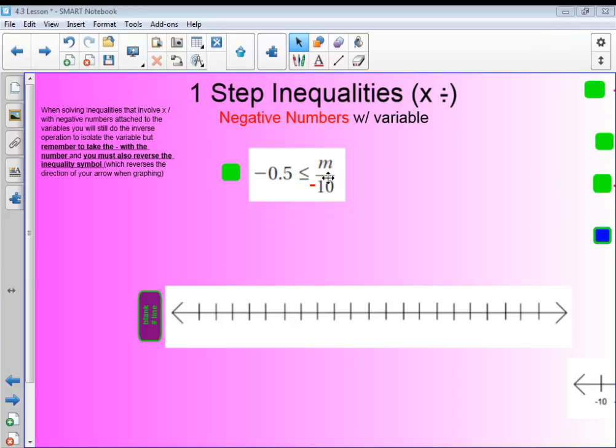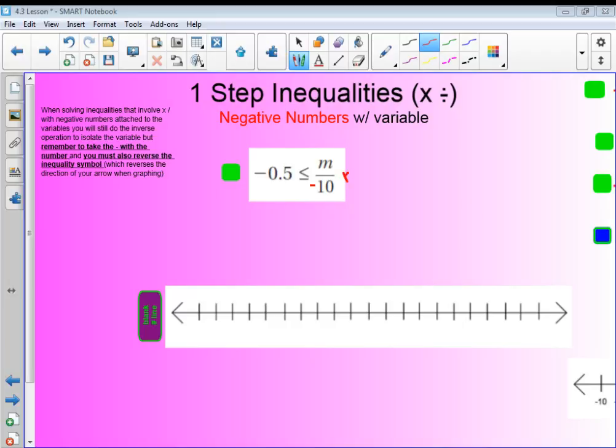Okay, so here we've got a division one. We have m divided by negative 10 on the back side, and then I've got that negative 0.5. So if I want to get that negative 10 out of there, and sometimes what they'll do is they'll put the negative sign right out in front of the whole fraction. If it's there, take it with the 10 because you cannot leave the negative behind.